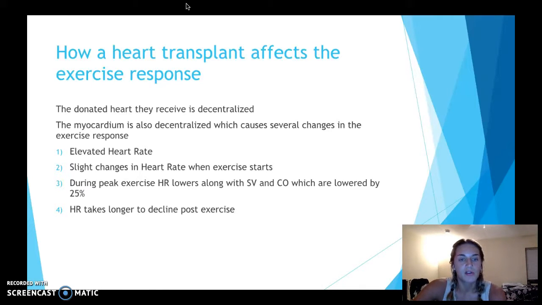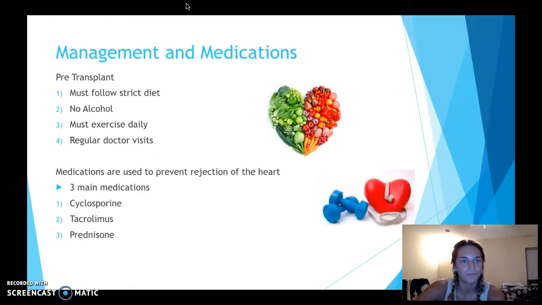During peak exercise, heart rate is lowered along with cardiac output and stroke volume, which are lowered by about 25%. And it takes longer to decline post-exercise. This means to monitor your client closely and also realize that heart rate might not change within the first 2 minutes, so keep them on a treadmill or just monitor them.